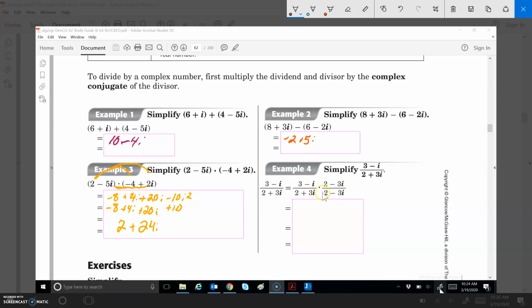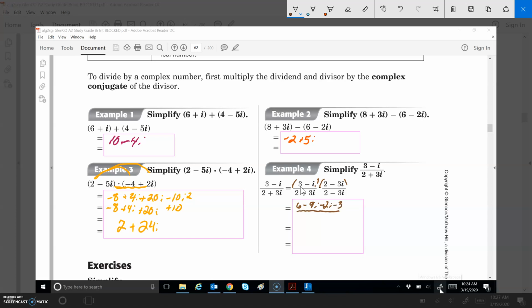Now we're going to FOIL the top and then FOIL the bottom, either way. First here, we're just going to treat this like parentheses. 3 times 2 is 6. 3 times -3i is -9i. Negative i times 2 is -2i. Negative i times -3i is positive 3i squared, and i squared is -1, so that's -3.